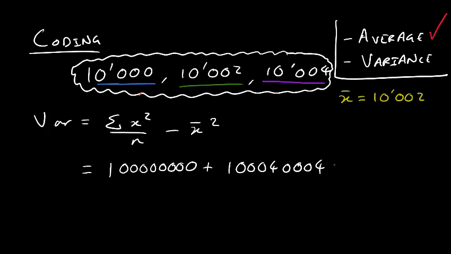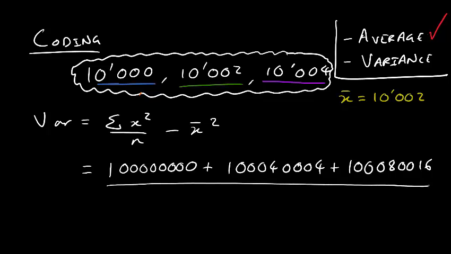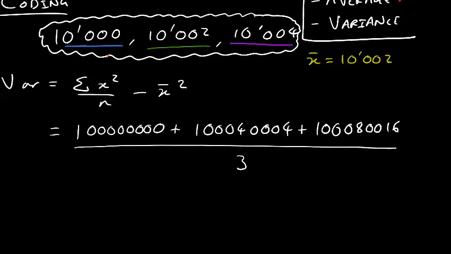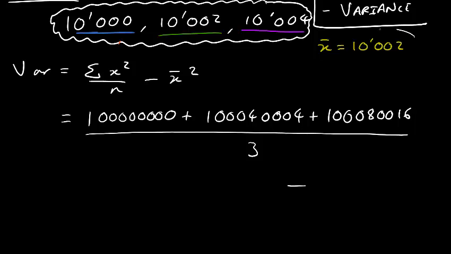Then I'm going to do 10,004 squared, which works out to be 1,000,800,0016. Then I'm going to divide through by the number of values I've got, so divide through by 3, but then I'm going to have to take away my mean squared. What was my mean squared? It's 10,002 squared, which came out to be 1,000,400,04. So lots of big zeros and massive numbers going on.